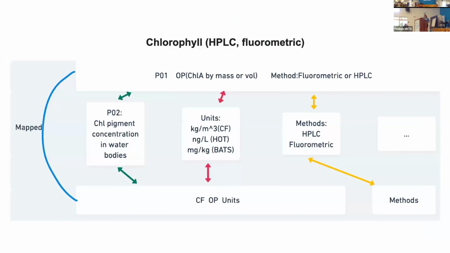Another one, chlorophyll, it should be easy, right? But is it HPLC? Is it extracted in acetone? Is it extracted in methanol? Is it just fluorescence? What are the units you're using? Is it mass normalized, volume normalized? Is it normalized to density? All of this is now mapped and incorporated in these standards.